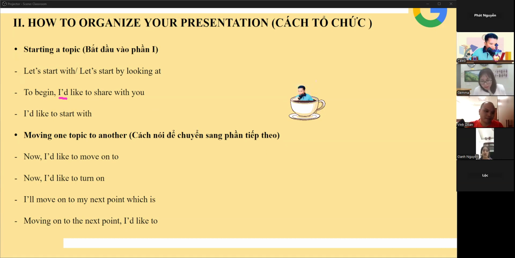Okay, now moving on to another topic, we could say these words. Now let's use it in practice, Miss Gemma. Hi. Okay, you can choose one from moving one topic to another. What would you use if you're going to change into another topic? Okay, so I want to talk about the itineraries, the tour itinerary. Okay. Now let's try moving on to another topic.